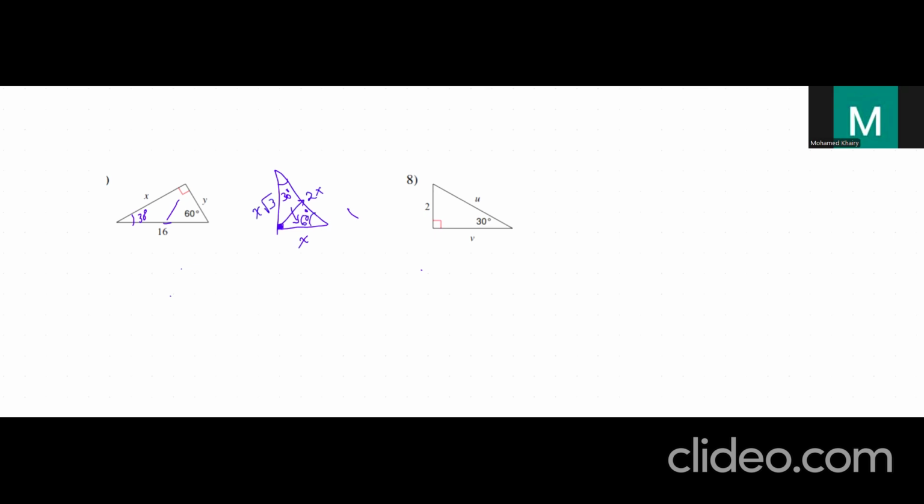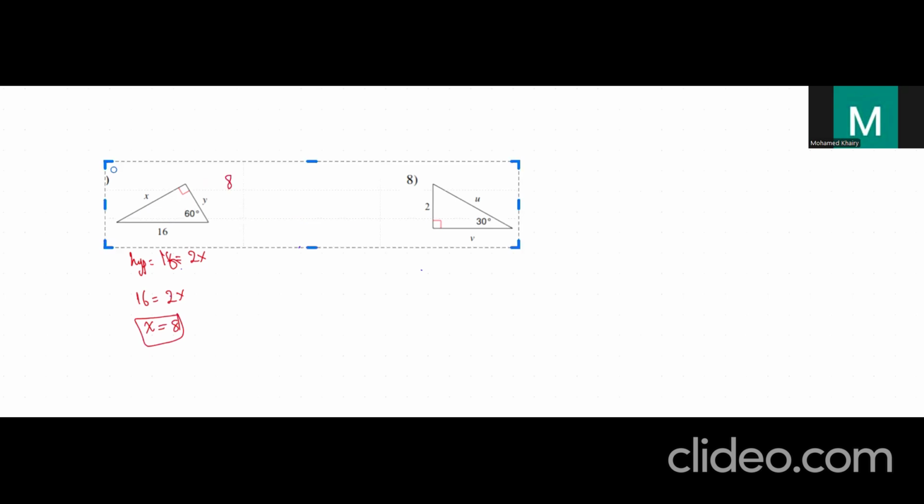So what is the hypotenuse here? Excellent. Hypotenuse here equals 16, which is exactly equal to 2x based on our triangle. So 16 equals 2x, divided by 2, x equals 8. Where shall I write here this 8? The one that faces angle 30. So here y equals 8. Excellent. I'm going to write here y equals 8.